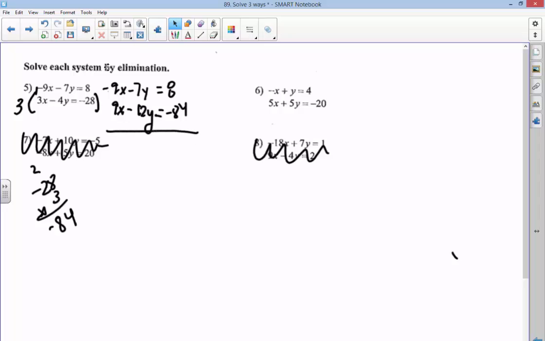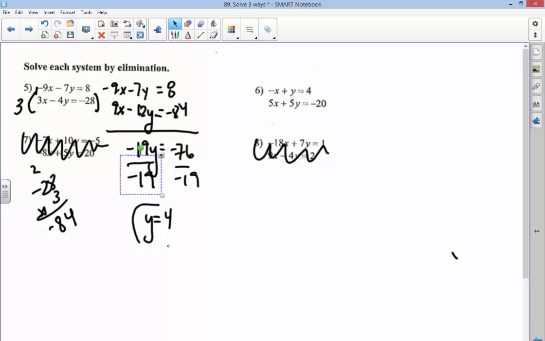So when you add to eliminate, negative 12 and negative 7 is negative 19. And negative 84 minus 8 is negative 76. And then to get the y alone, you would divide by the negative 19. And negative 76 divided by negative 19 is a beautiful 4. Two negatives make a positive.